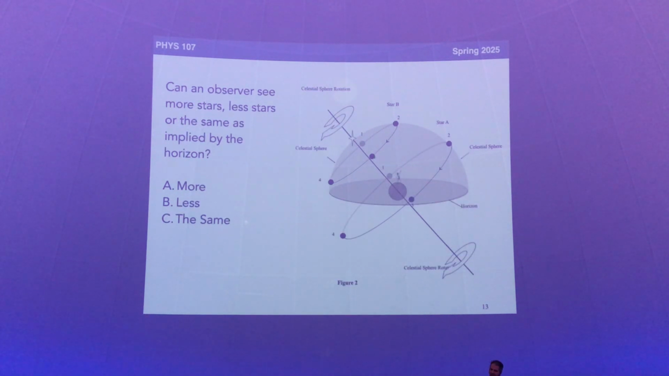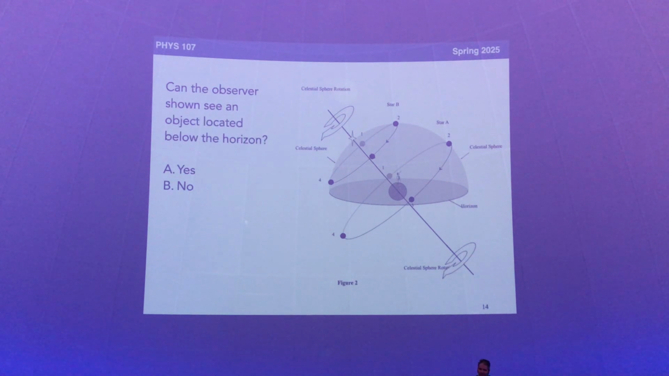So can an observer see more stars, fewer stars, or the same as implied by the horizon, now that I've explained this? Voting in 1, voting in 2, and voting in 3. All right, well, I think B, yes. If there's stuff in the way, you could be literally sitting in a canyon or something like that and go, well, I see 2 stars straight up, that's sort of the worst case scenario. And everything else is sort of obscured.